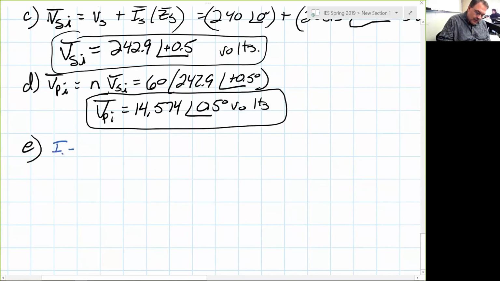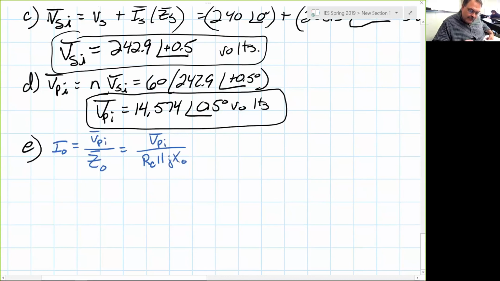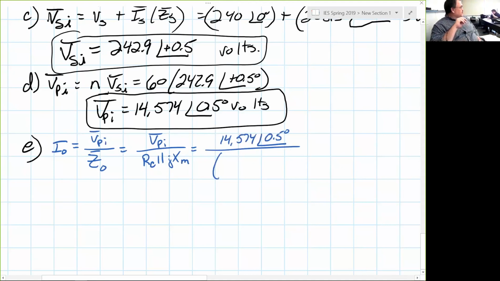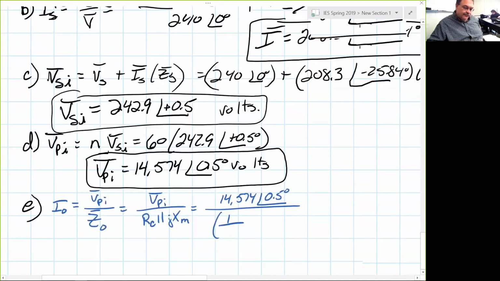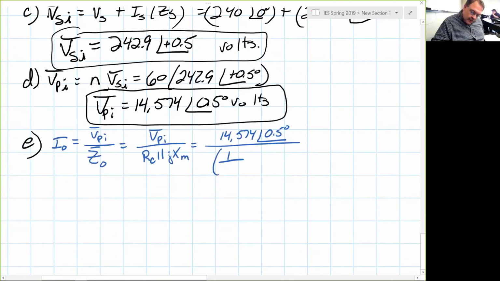So I_O is going to be equal to V_PI over, let me call it Z_O, representing the complex impedance of the excitation branches, which is R_C in parallel with X_M. That equals 14,574 angle 0.5 degrees, all over, how do we do parallel with two branches? 1 over R_C, what's R_C? 400k ohm. Over 400k, plus 1 over j200k, all that to the negative 1.